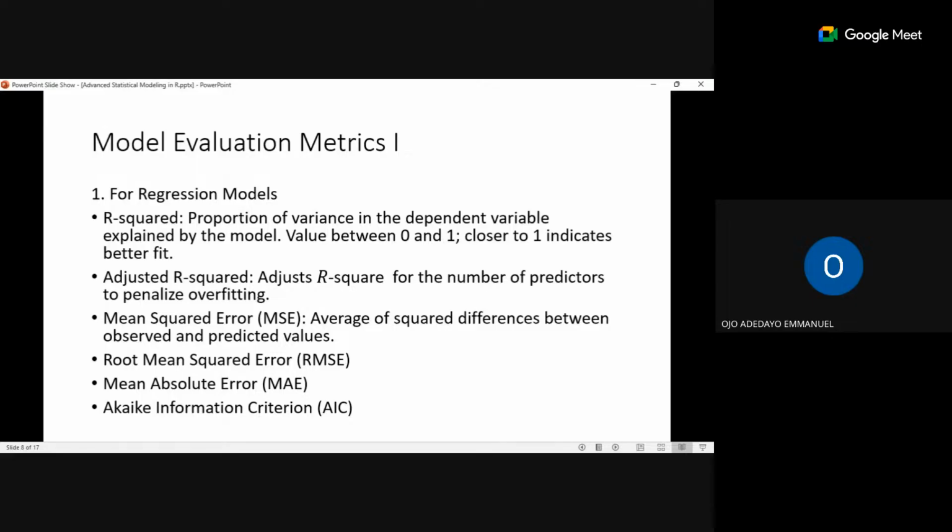So that is why we normally use the metric R square to do the model evaluation for regression.